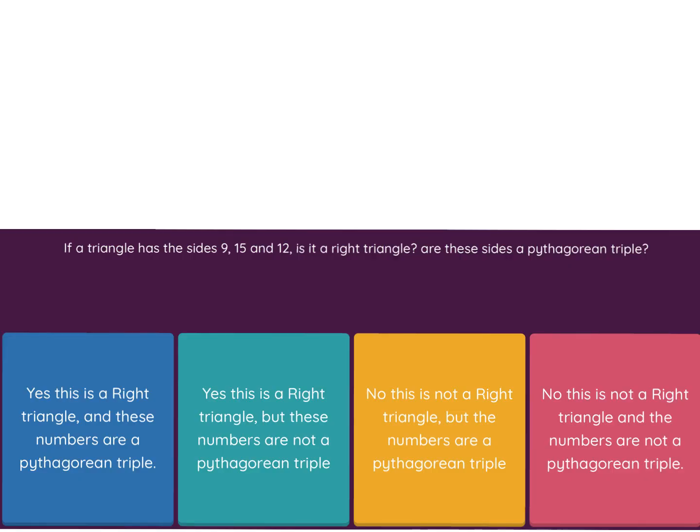Anyway, what kind of questions are you going to have with regards to Pythagorean triples? Here it is. It says, if a triangle has the sides 9, 15, and 12, is it a right triangle? Well, what do you guys think? You're going to verify that by doing the Pythagorean theorem, a squared plus b squared equals c squared. So if this is true, then it is a right triangle. So let's begin with that. What do I plug in for a, b, and c? What is my a value? 9, okay, 9 squared. What's my b value?